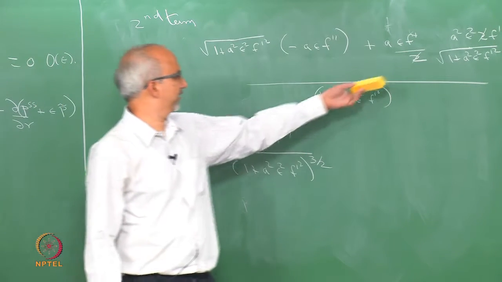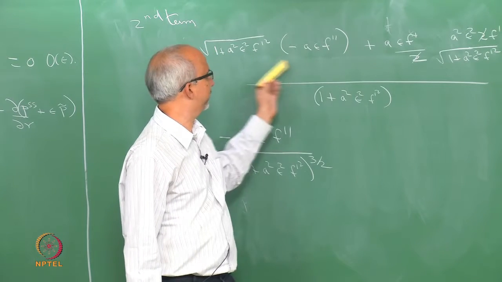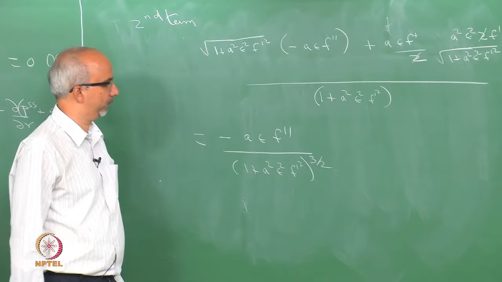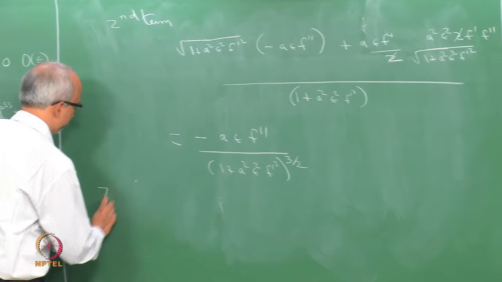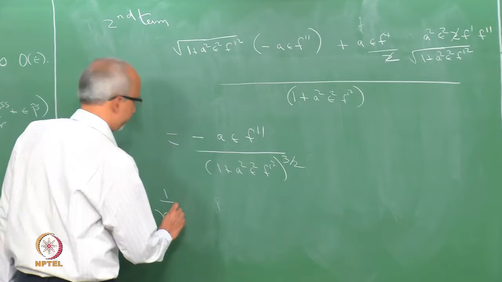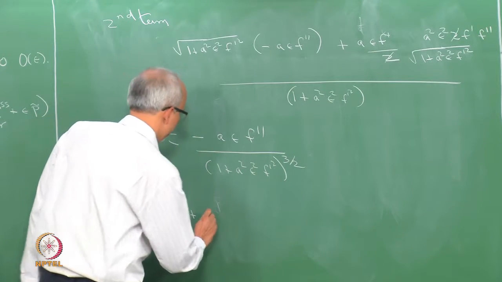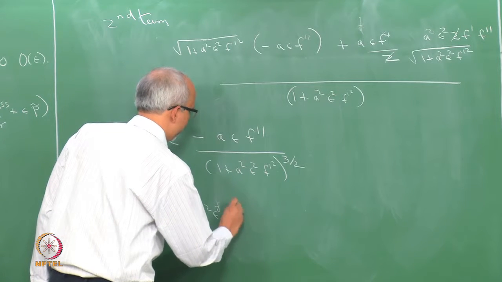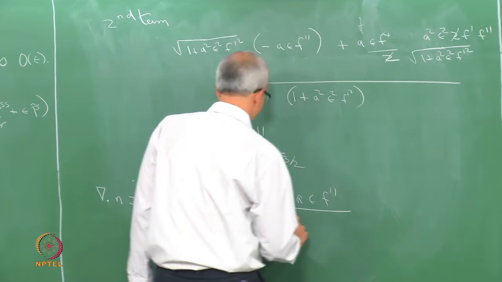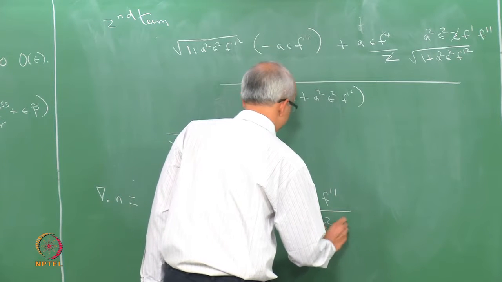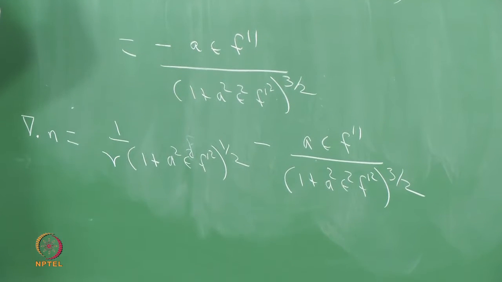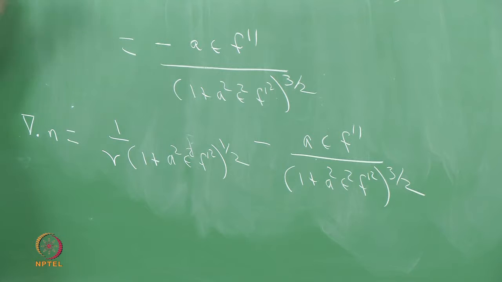This is exactly what we got last time. You take the denominator here, multiply it, and this will cancel off with this, and you will have this multiplied by 1 contributing. So that's the second term, and therefore del dot n is equal to 1 by r times 1 plus a square epsilon square f prime squared to the power half, minus a epsilon f double prime divided by the same factor to the power 3 by 2. That's what we get.